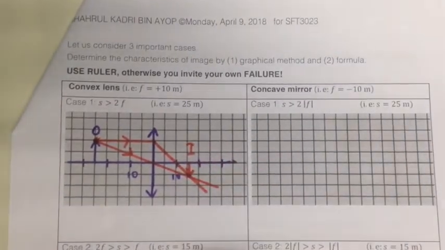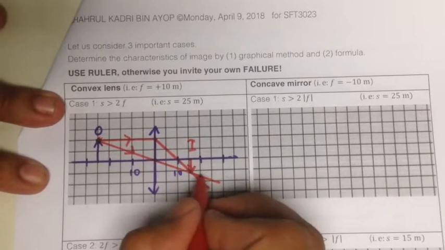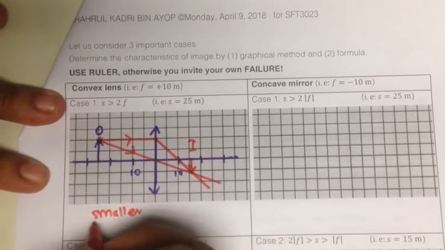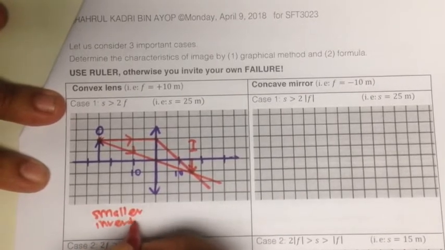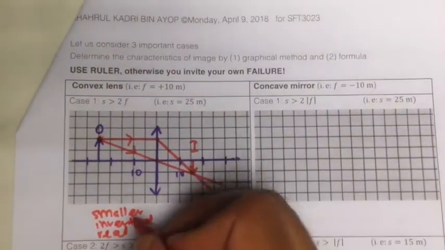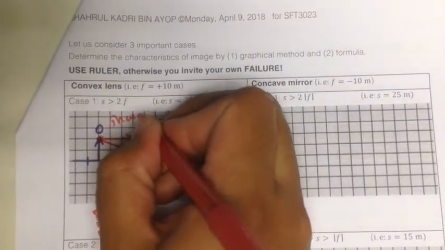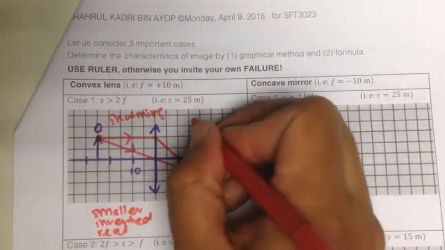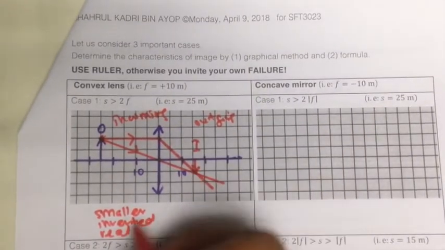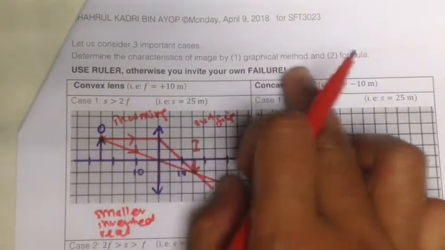So this is the image. So what are the characteristics of the image? First, when you compare this and this, it is smaller in size, the orientation is inverted, and it is real. What does it mean by real? Real means that outgoing rays, this is the incoming ray, and this is the outgoing ray. The outgoing ray passes through the image, so we have a real image. Okay, this is for using the graphical method.